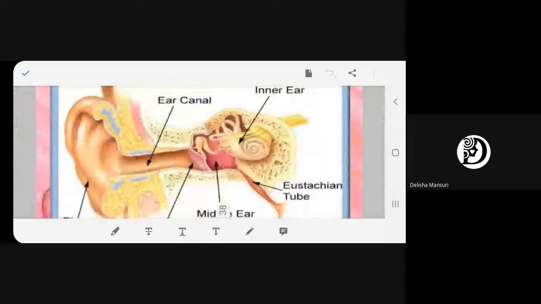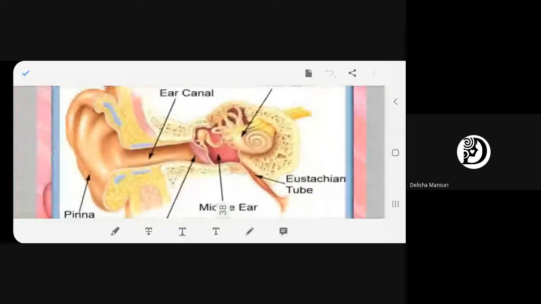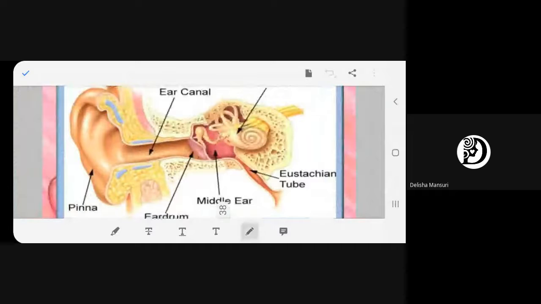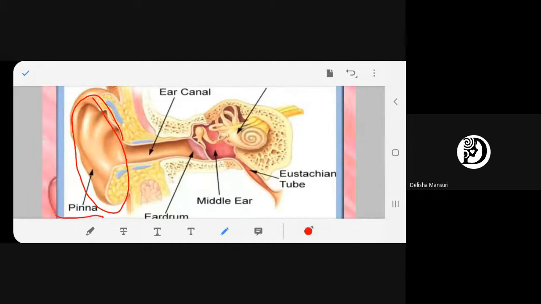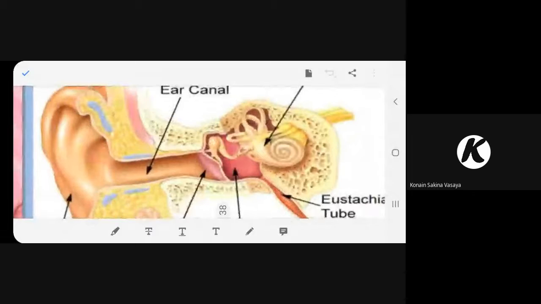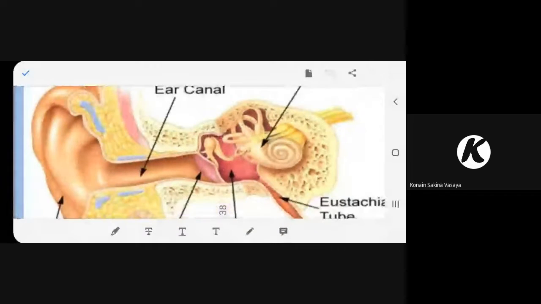More of this. Human ear, you can see this. One by one, this is colorful, so you will enjoy. So this is the outer ear. Can you see this? This is called the pinna. Then we have the ear canal. See this one. Wherever I am marking, please understand. This is the ear canal.